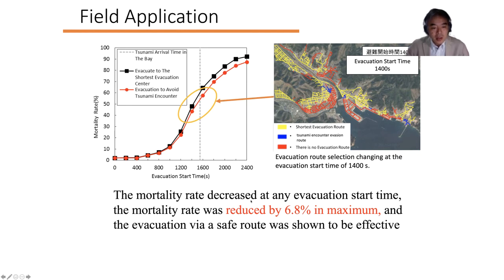And you can see in these figures, the dotted line is the tsunami arrival time. So if the evacuee ran away as soon as the tsunami arrived, then the mortality rate is reduced by 68%. So that is the effect of this system.